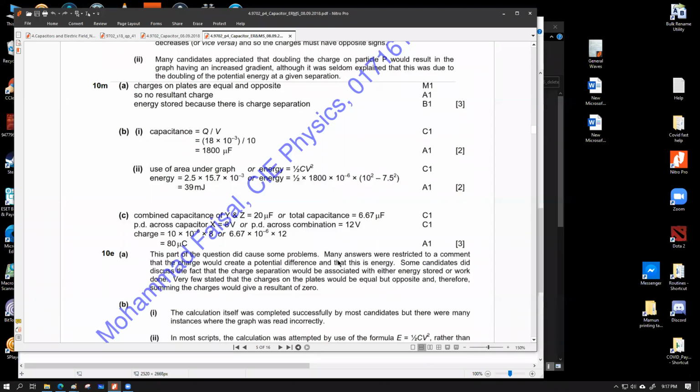Sir, what does charge separation mean? It means that the total number of protons and electrons in the object remains the same, but one side of an object experiences more electrons and the other side experiences an equal shortage of electrons.